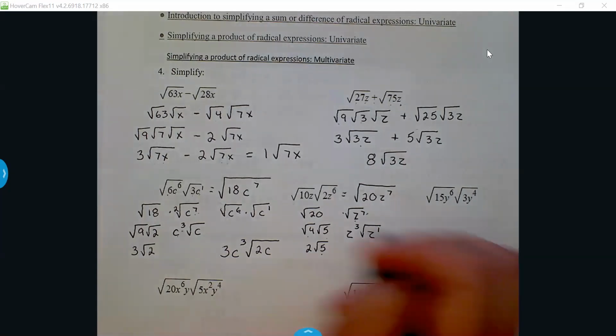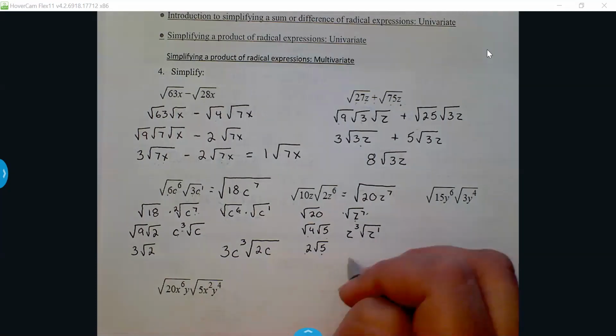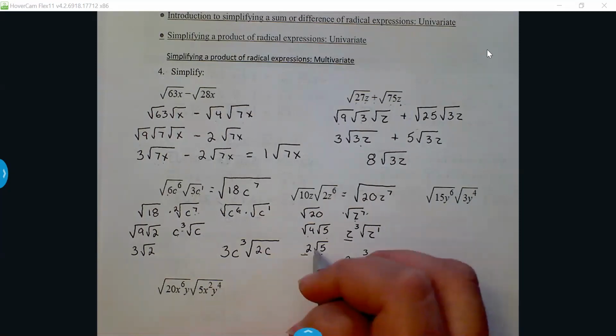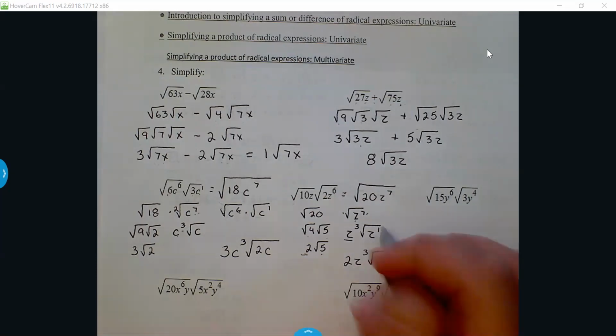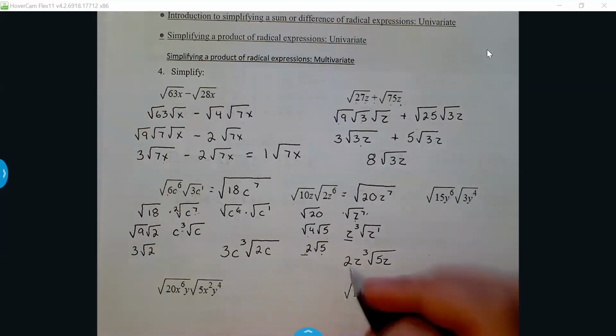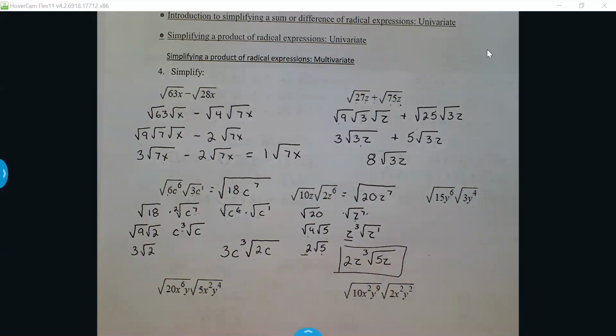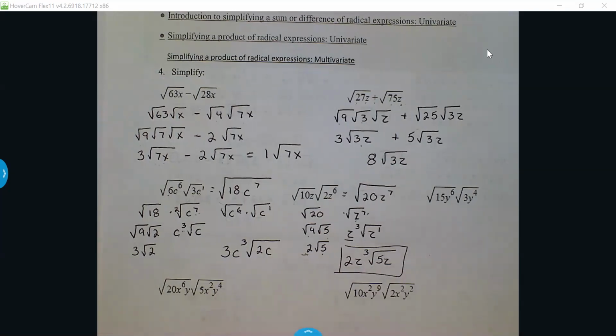So if I write this all out together, I have 2z to the third, right? That's whatever's not underneath the radical. And then I take the square root of 5 times z to the first, or just z. So I have 2z to the third times the square root of 5z.